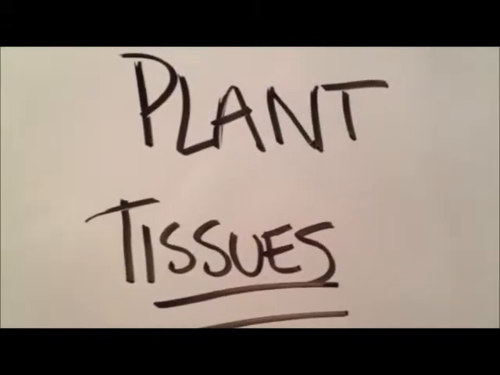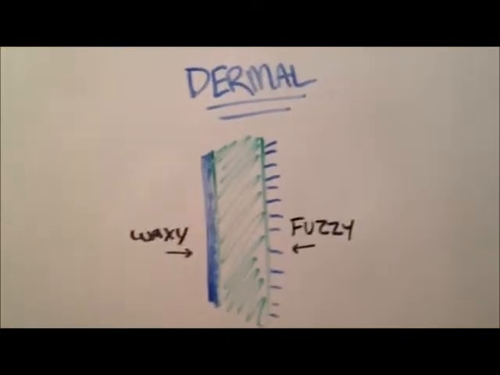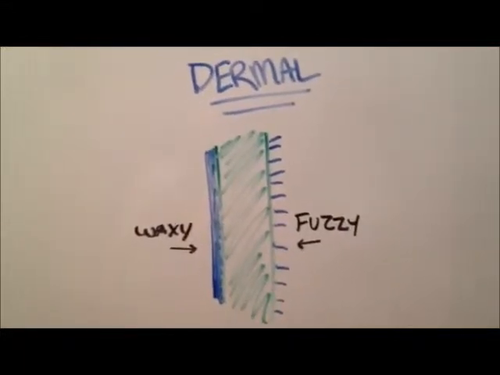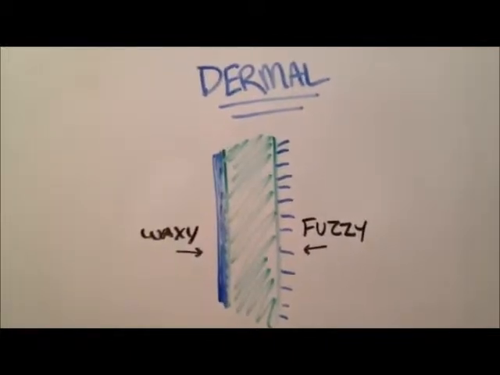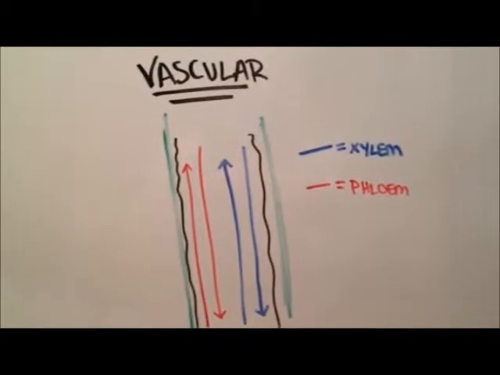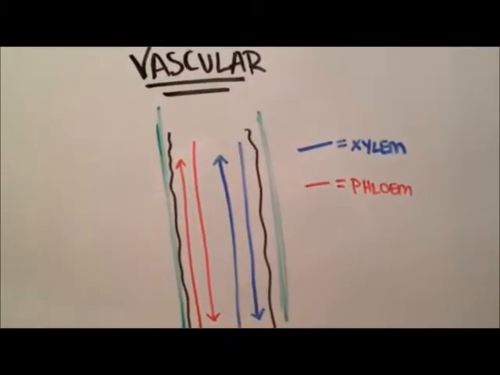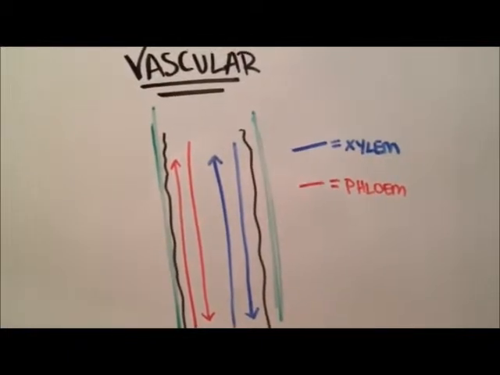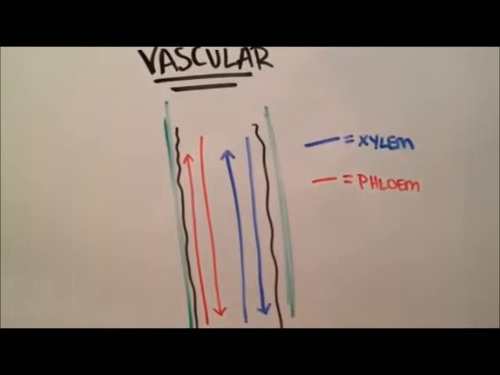Now we move on to plant tissues. The first type of plant tissue is called dermal tissue. It's almost like the plant's skin or epidermis. It can be waxy or fuzzy, and it helps the plant prevent water loss. The next type of tissue is vascular tissue, and it has 2 main parts. It has the xylem, which is in blue, and the phloem, which is in red. The phloem carries nutrients and sugars throughout the plant, while the xylem carries water.